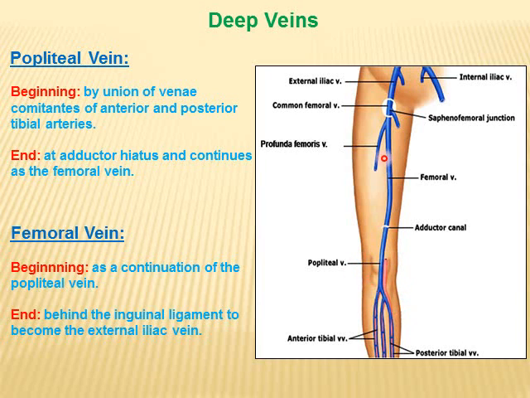While the femoral vein begins at the opening of the adductor magnus, which is called the adductor hiatus, as a continuation of the popliteal vein, and ends behind the inguinal ligament to continue as the external iliac vein. The femoral vein receives the great saphenous vein, profunda femoris vein, and medial and lateral circumflex femoral veins.